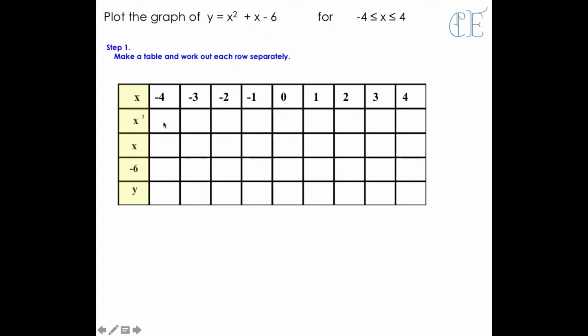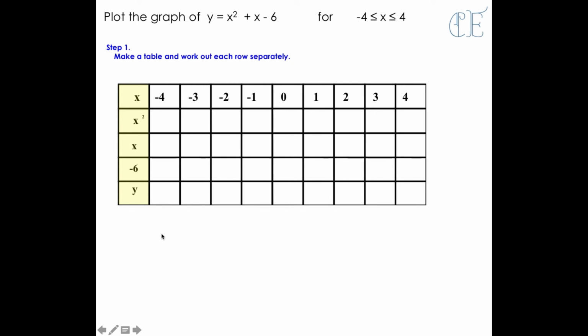So for example, this is your x value. x squared, well, that's minus 4 times minus 4, which gives me positive 16. Okay, and then you need to add x to that. Well, x is minus 4, so 16 plus minus 4 gives us 12. Then 12 would go in your next box just here, and then 12 minus 6 here. And 12 minus 6 is 6. So y would be 6.